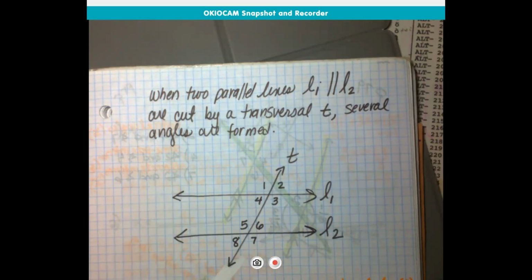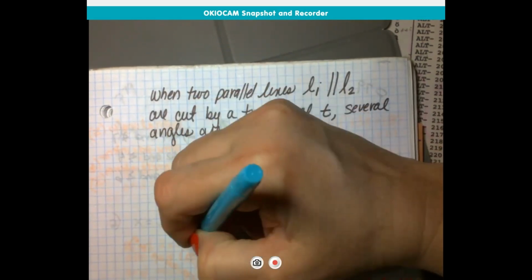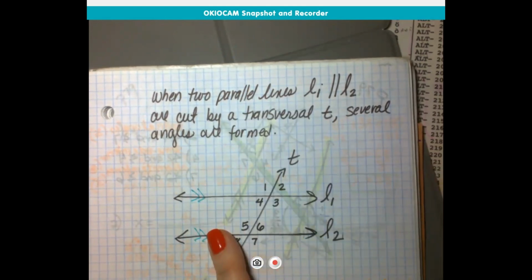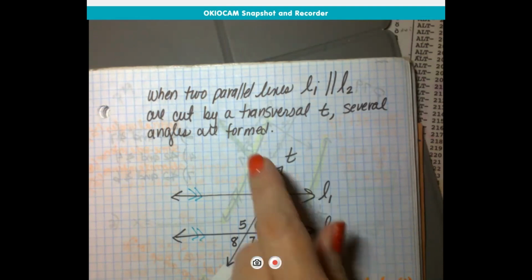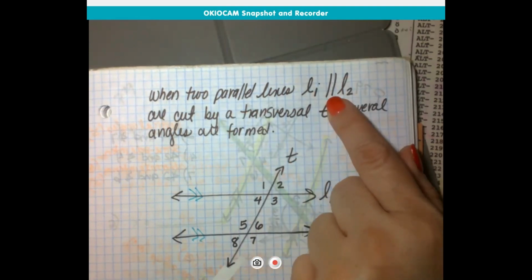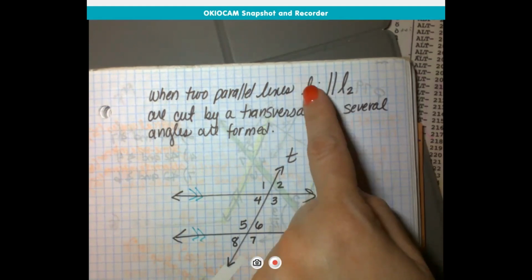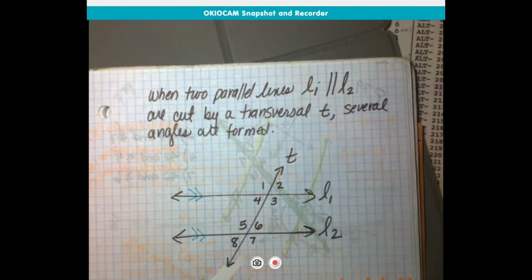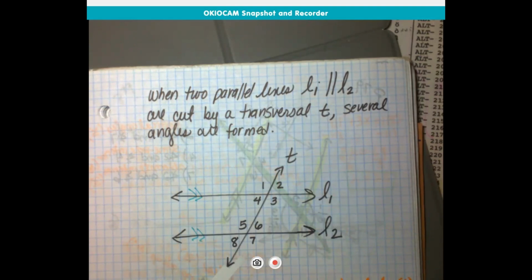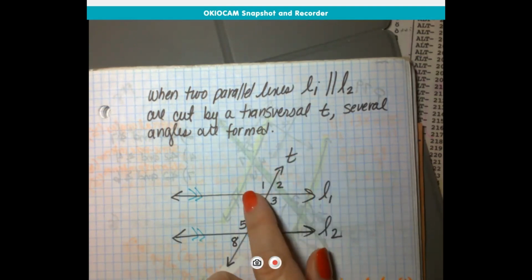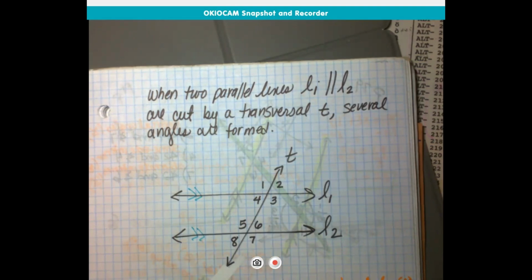So when they give you 2 parallel lines, and remember the parallel lines, they can tell you they're parallel. Okay, they can do this little arrow thingies. This means that these 2 lines are parallel. So here I'm giving you the line 1 and line 2 are parallel. That's a symbol for parallel lines. And they're cut by a transversal T. And as you see, 8 angles are formed, right? So I label them 1, 2, 3, 4, 5, 6, 7, 8, going around the clock.